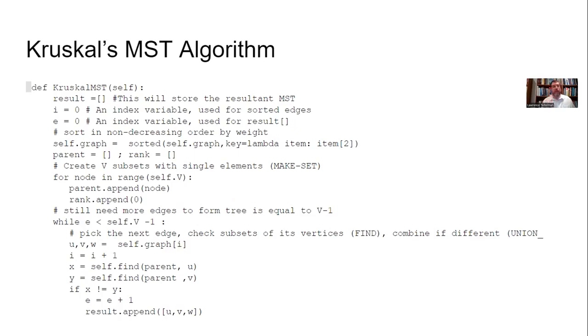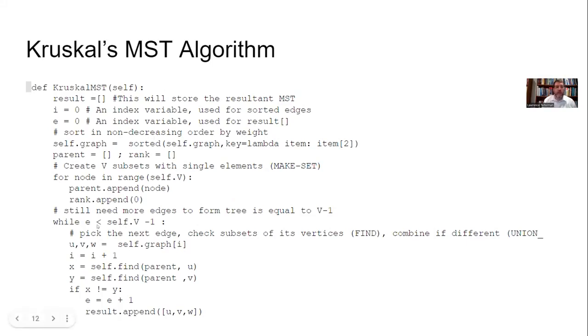Okay, so there are actually 3 pieces to item. Item has the start vertex, the end vertex, and the weight, right? So you need 3 things in an edge. So item of 2 is the third of those 3 things. This line here is saying sort by weight.